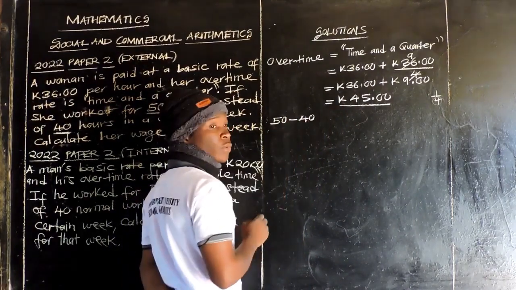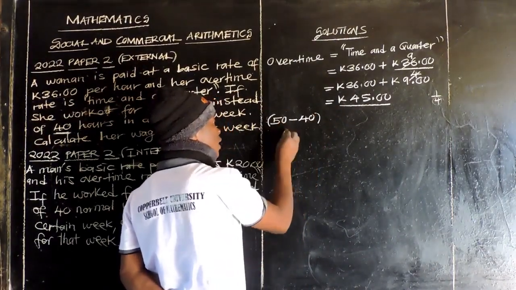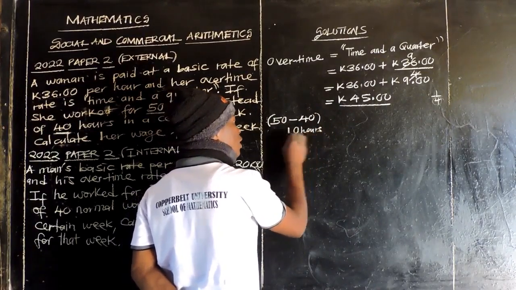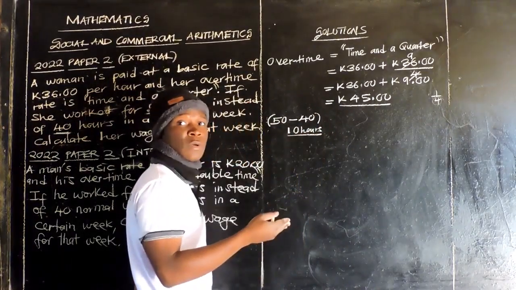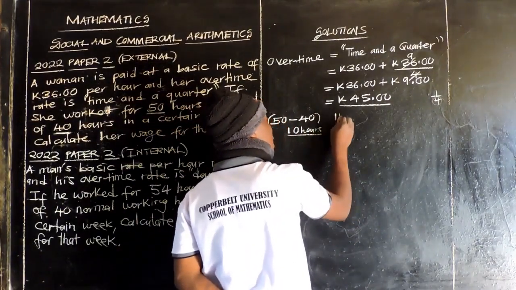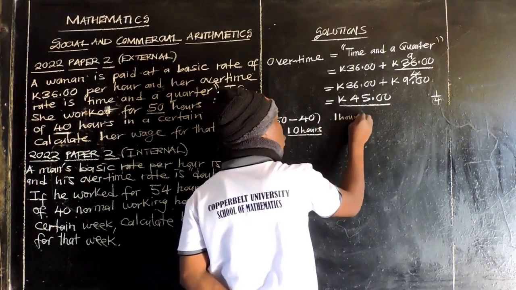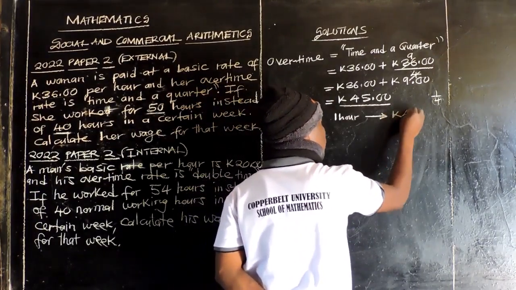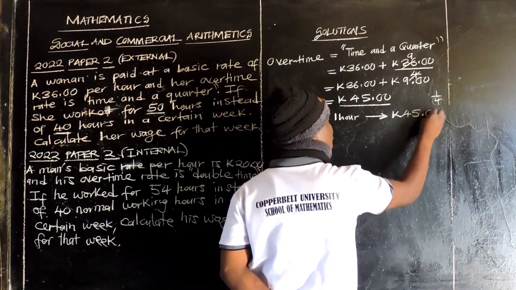Minus 40. Are we together? What do you get? You get 10. So this 10 hours equals the overtime hours. Are we together? So now, since we know that if she worked 1 hour overtime, 1 hour overtime is equal to 45 per time. She was given 45 kwacha for working 1 hour overtime.